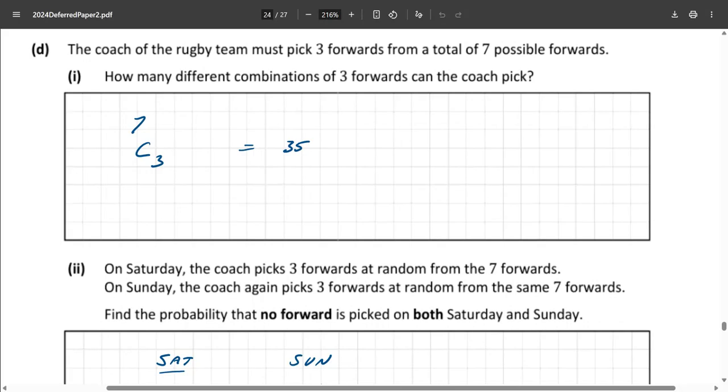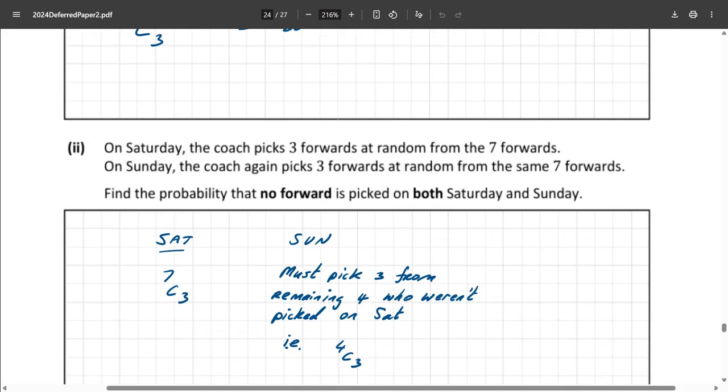So when the order doesn't matter, it's always C. There's 2 choices usually, C or P. C for combinations, P for permutations. And when it doesn't matter the order, you're picking any 3 players, it's just simply 7C3, which on the calculator works out to be 35. And part 2.